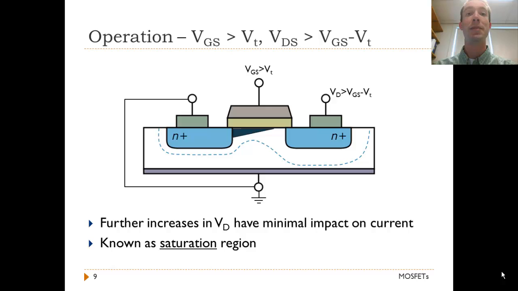Note that the saturation region for a MOSFET is somewhat similar to active mode for a BJT, and that the triode region for a MOSFET is somewhat similar to the saturation mode of a BJT.